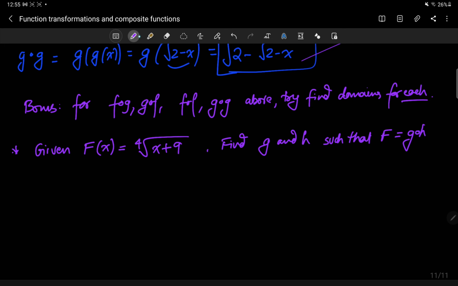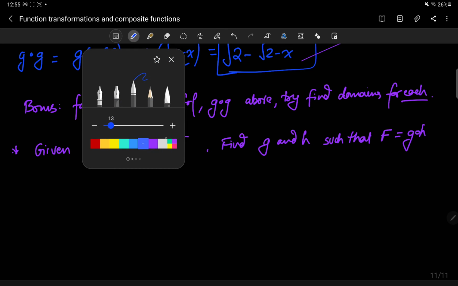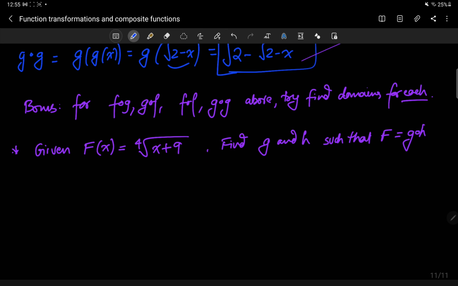So this is reverse in the sense that you are given the composed function and you're asked to find what are the small bits which make this function. Right, so it's kind of like if you were going through transformation, how you would plot this function, right? So one way to think about this is you would go from x to x plus 9 and then you would go to fourth root of x plus 9.